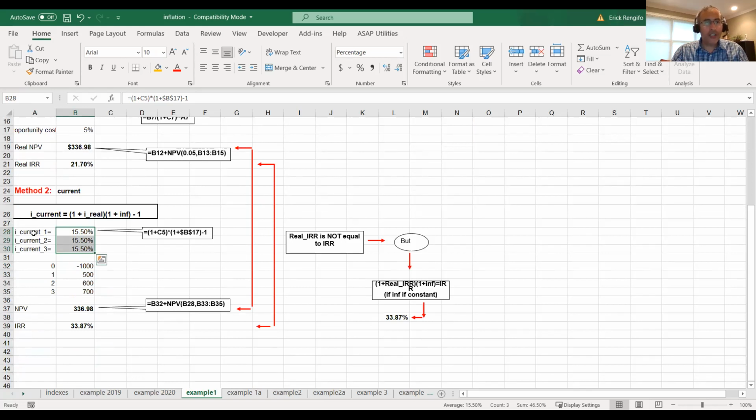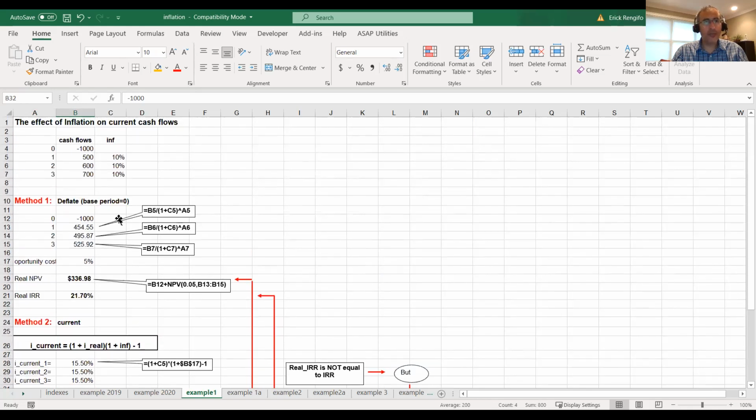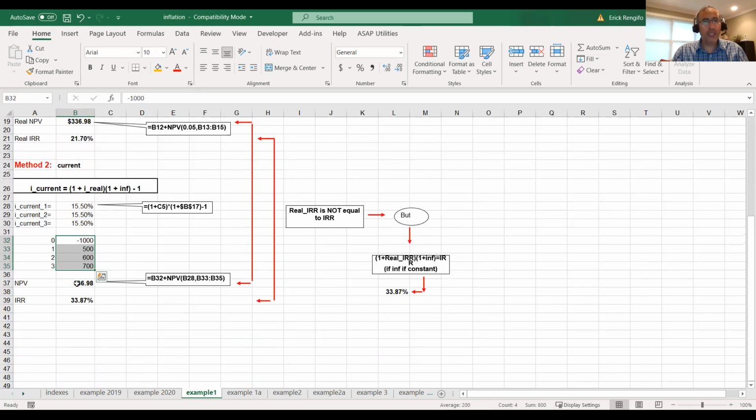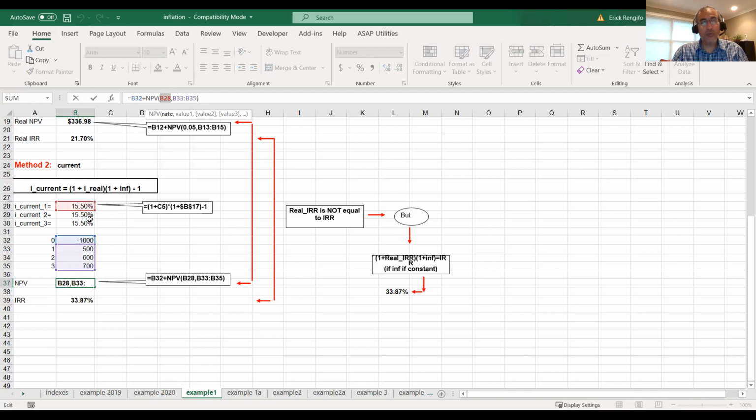And once you have that, these are current or nominal interest rates, and then you simply use these ones here to compute each of the values here. So this is my nominal or current cash flow. It's the same as the original one. And then you simply compute the net present value. As usual, in this case you can use the net present value formula because B28 is the same for all of them.